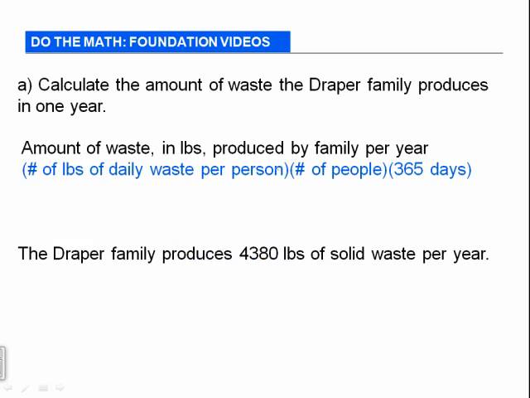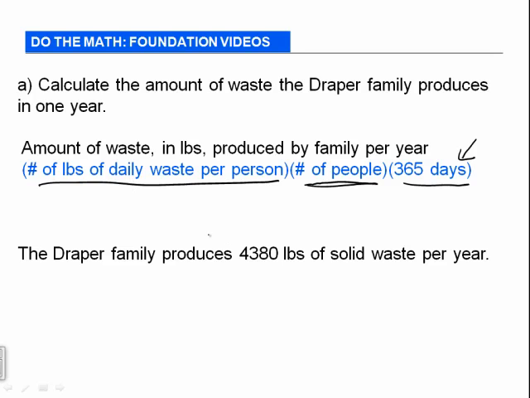So to calculate the total amount of waste the Draper family produces in 1 year, you need to take the pounds of daily waste per person times the number of people times 365. This is the number of days in a year, right? And then we're simply going to multiply them together.